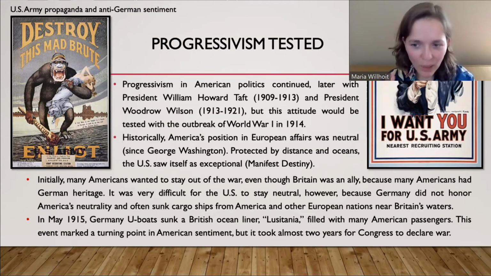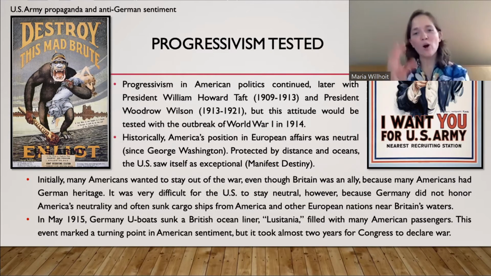And we start to have a very big test in progressivism with the outbreak of World War I in 1914. When World War I broke out, America was not involved. America, since George Washington, has always been neutral. It didn't want to pick a side in terms of European affairs. And, to be honest, I understand why. If you pick a side, you end up hurting another side. And we wanted to have good relations with all nations.